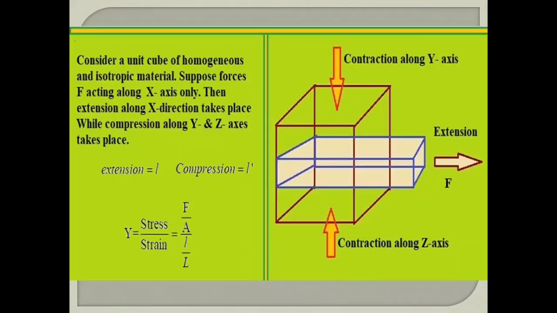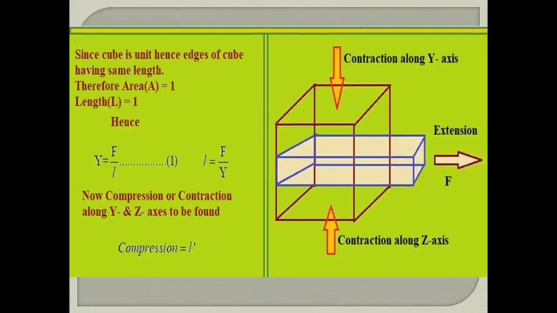Already I mentioned, since the cube is a unit cube, the edges of the cube have the same length, therefore area is equal to 1. Length is also equal to 1. Hence, Young's modulus capital Y is equal to capital F divided by l. It is written as the first equation. From this equation, l is equal to capital F divided by capital Y.